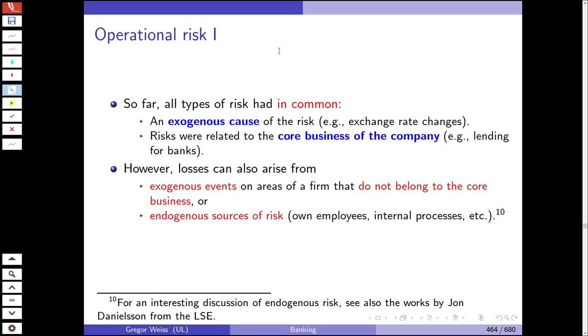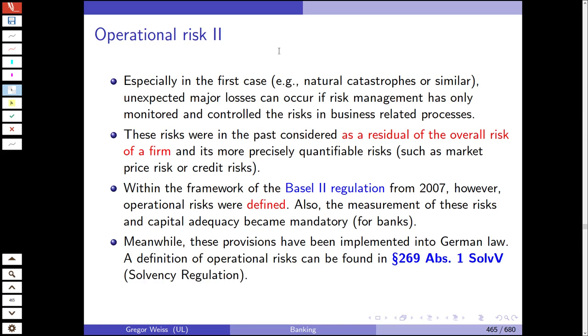And with Basel II regulation in 2007, the framework, regulators thought that, well, we do know about market risk, we do know about credit risk, but something seems to be missing. And this is when they defined operational risk actually rather as a residual of the overall risk of a firm. They said everything that is quantifiable and that is not market risk or credit risk, that should be included in a third bucket. And this third bucket became operational risk. And this is also why the definition entails different types of risk. They have something in common, but it's not as coherent as the market or credit risk.